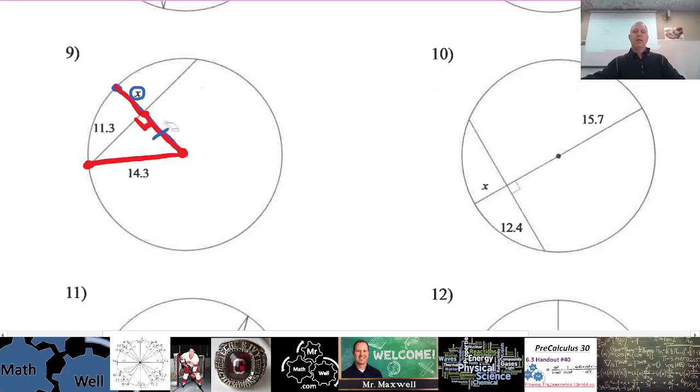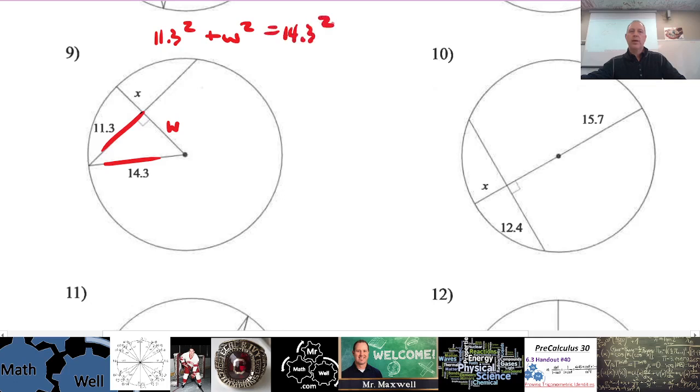All right, so let's do it. Let's figure it out. I'm going to call this side w, okay? This is going to be w. So 11.3 squared plus w squared equals 14.3 squared. You guys okay with that? So 14.3 squared minus 11.3 squared is what w squared is going to be equal to.